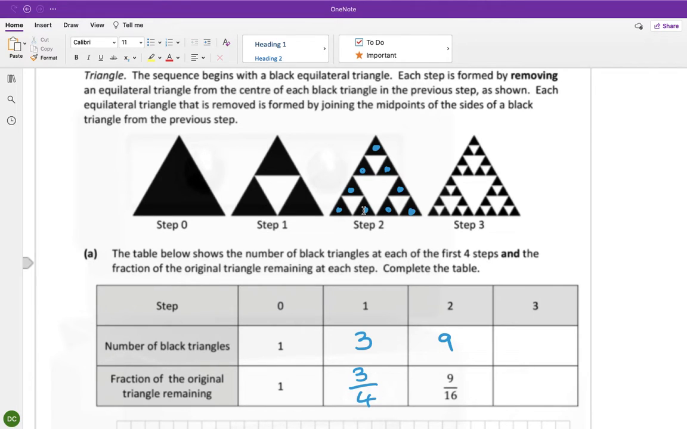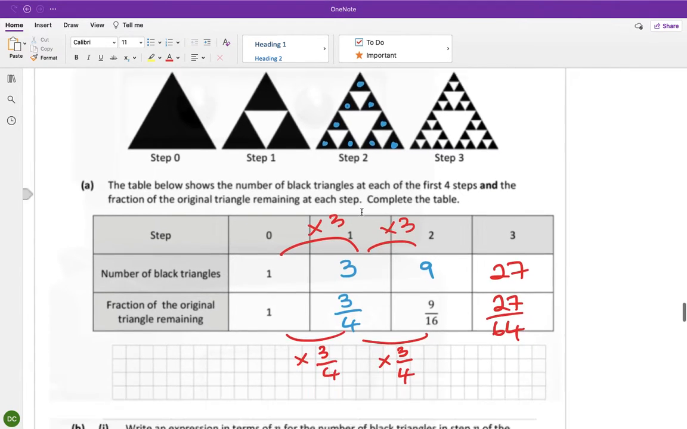So now I wouldn't try to count that last one. I just see, can I find the pattern? So this looks like times 3 times 3, which means times 3 again will give me 27. And the pattern here should be times 3 over 4. Does that work? It does. 3/4 multiplied by 3/4 is 9/16, and then multiply that by 3/4, and we get 27 over 64.